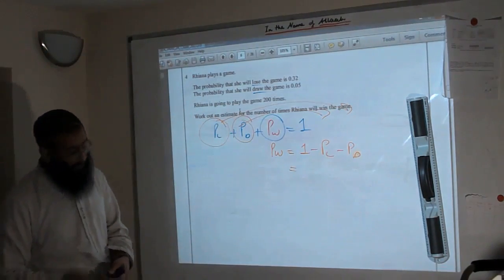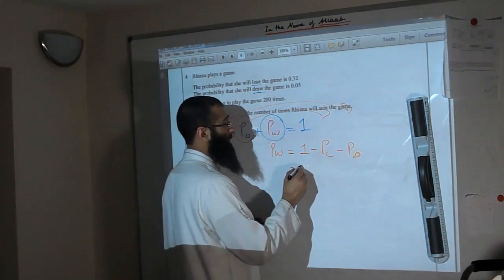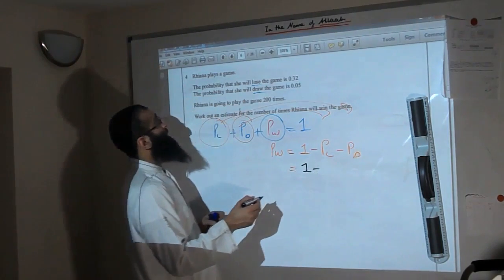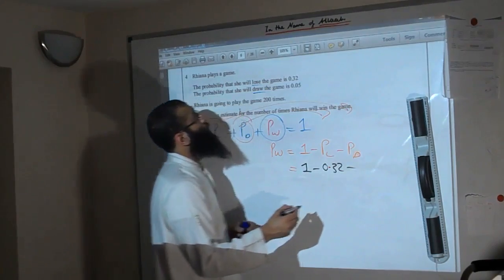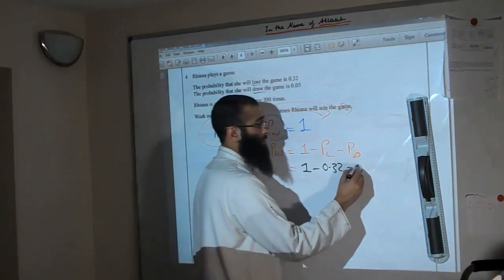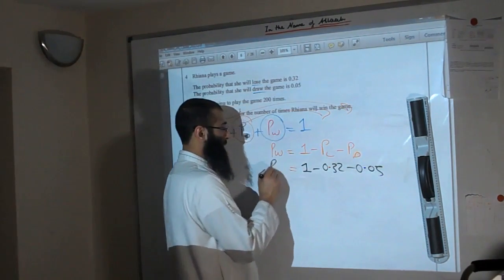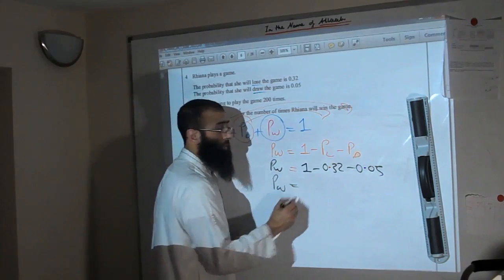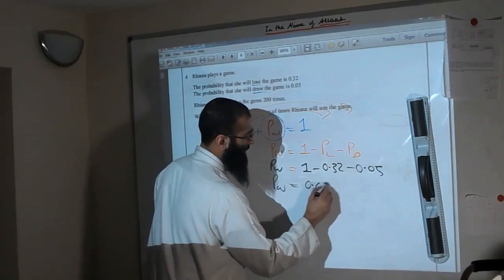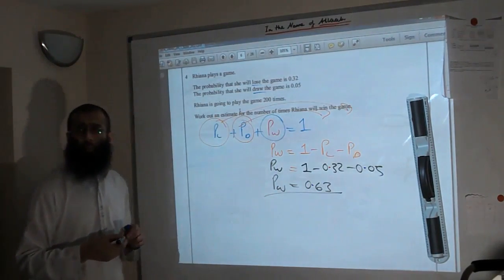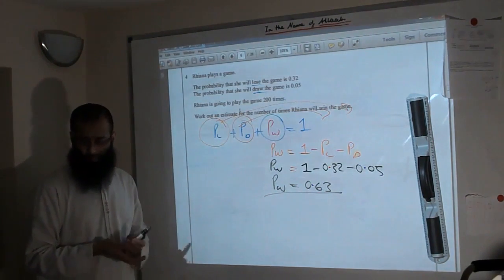Okay, let's put some values in. So you have 1 minus the probability of losing. What's the probability of losing? 0.32. And the probability of drawing? 0.05. Okay, so that's the probability of winning. What does that give us? 0.63. Excellent. So the probability of winning is 0.63. We have to deduce that from the information they gave us.